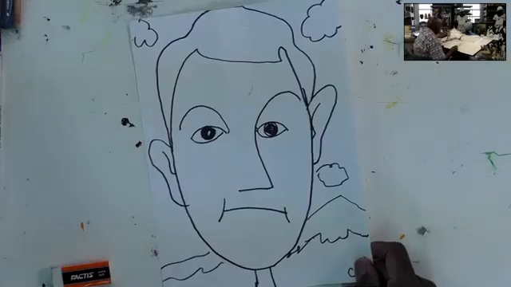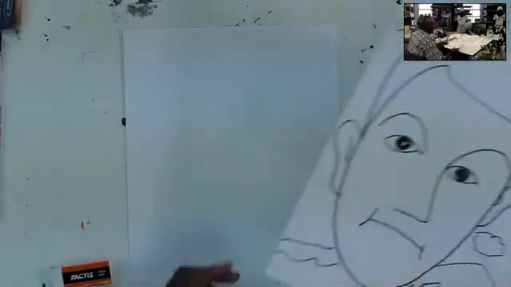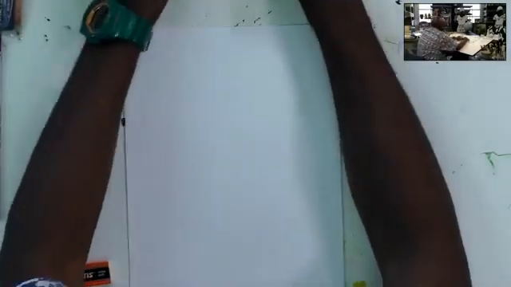Now what I want to do is to draw a realistic face, but I'm not drawing a certain person or individual. So when you finish your cartoon, get your sheet of paper out. We're going to use pencils. We won't use a marker. Sharpen your pencil.